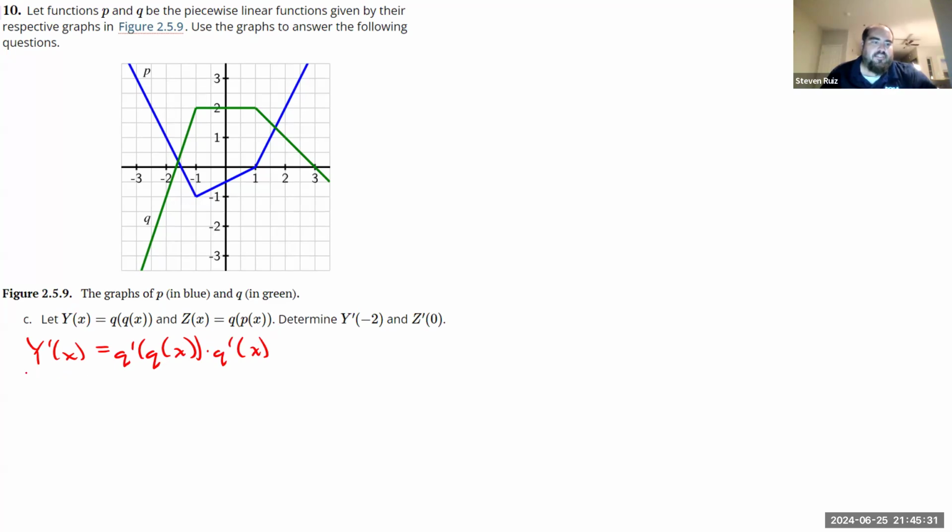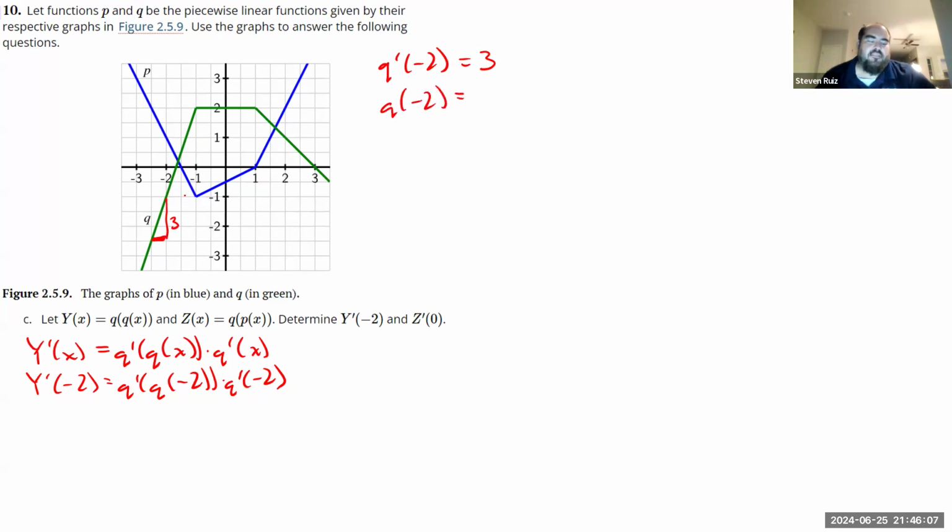And we care about the value of this derivative at x equals -2. So q prime of q of -2 times q prime of -2. So let's make some notes here. What is q prime of -2? So q is the green function, and it looks like the slope here looks like +3. We also need to know what q of -2 is. At x equals -2, the y value is -1.